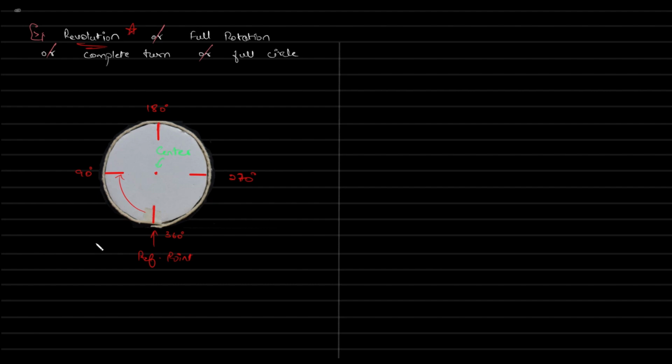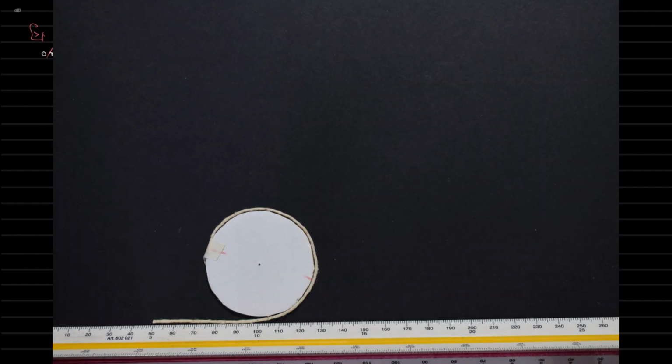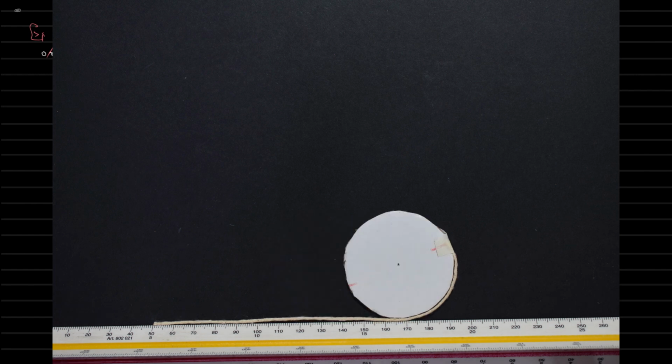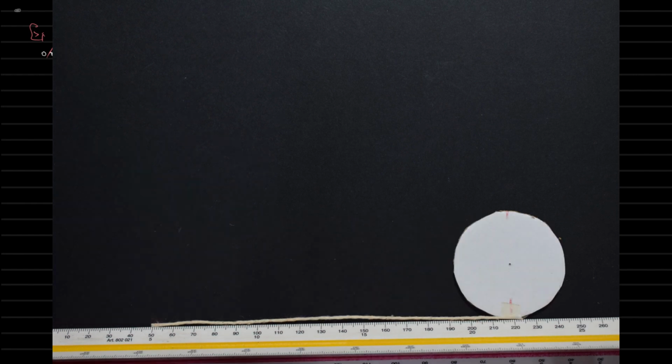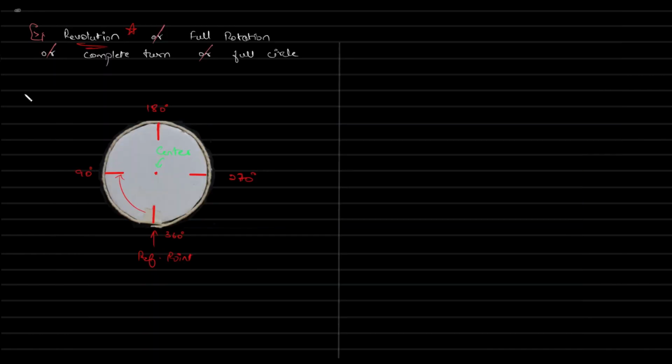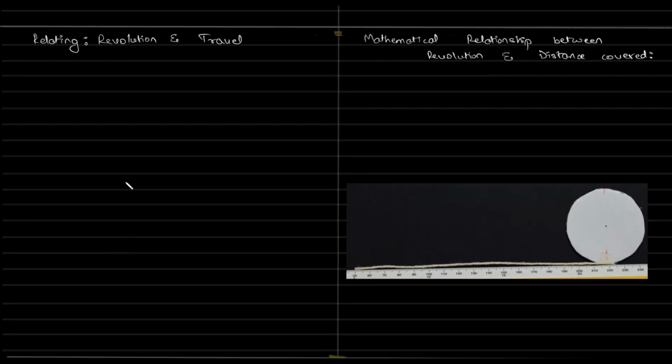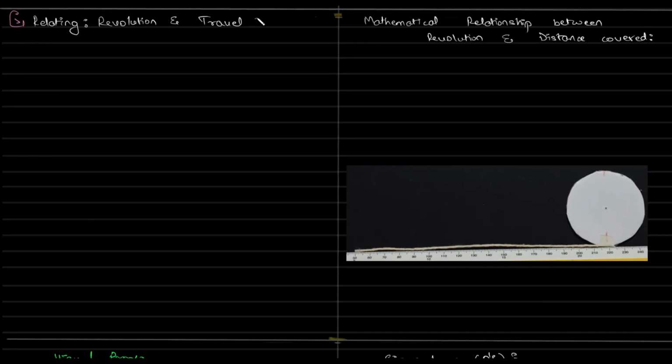So you can visually see this, right? Here you can see that the wheel rotates from one end to the other end, and this is one complete revolution. Okay, so if you notice, it started from the red line and it ended on the red line, right? Now, what else we need to understand? We need to relate the revolution and the travel.